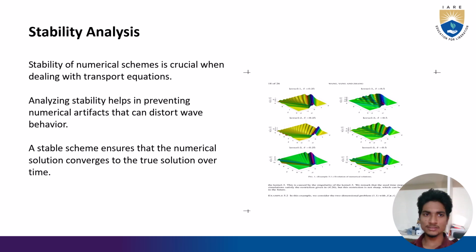And the next one is stability analysis. Stability of numerical schemes is crucial when dealing with transport equations. Analyzing stability helps in preventing numerical artifacts that can distort wave behavior. A stable scheme ensures that the numerical solution converges to the true solution over time. And this is the graph and the scheme of stability analysis from the years ago.